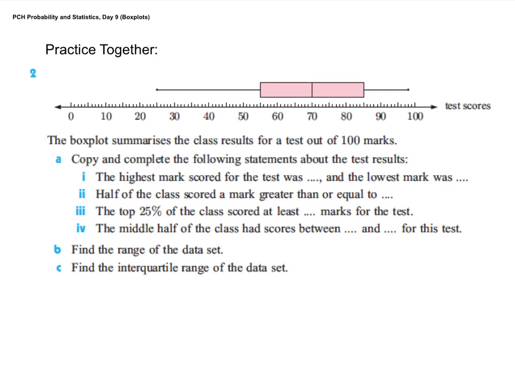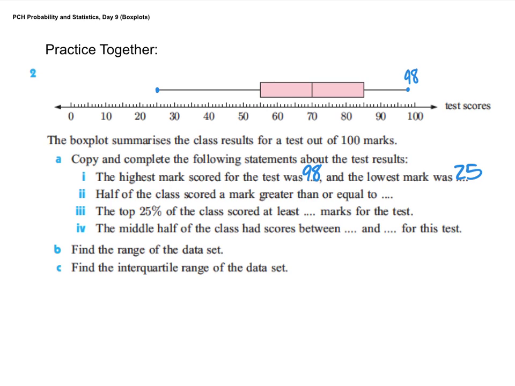It says the highest mark scored for the test was what? 98. Yeah, 98 right here. That's our max at 98. Okay? The lowest mark was? 25. A 25. Somebody should have come to extra help. Okay?